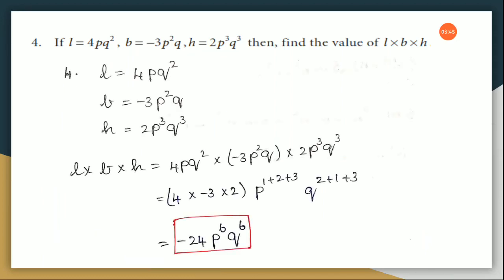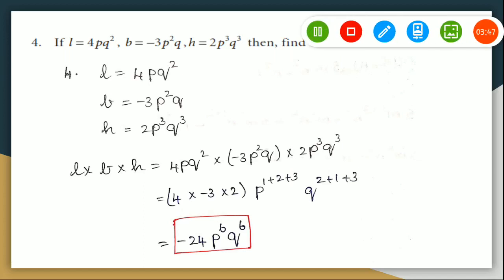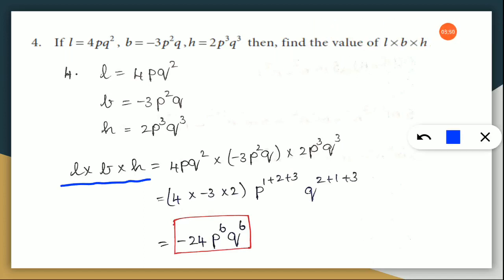Clear? Now look at the sum here. First the values of L, B, H are written with the help of product signs and then the numbers are multiplied. Then p powers are taken separately and added. Next q powers are taken separately and added. Then the final answer is written. Clear with the sum?